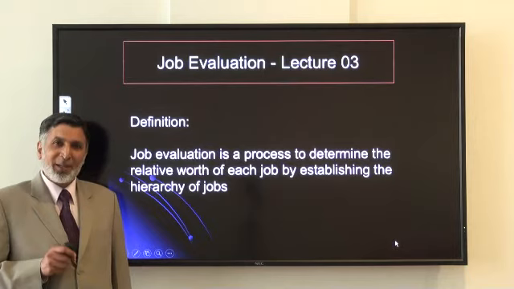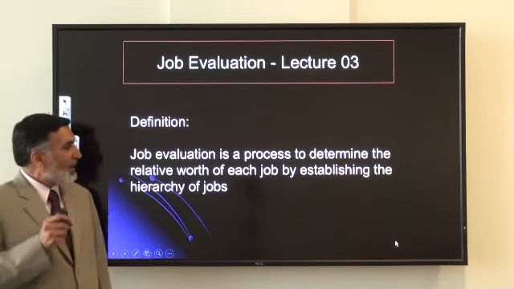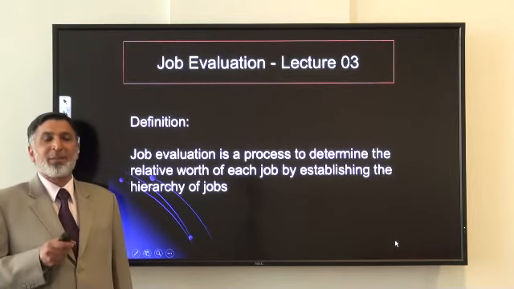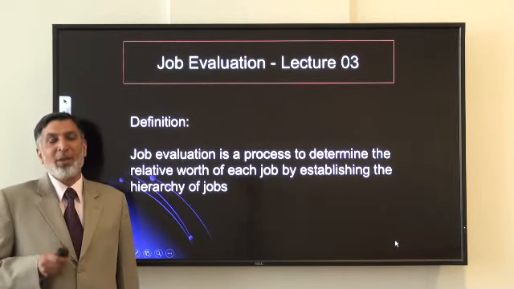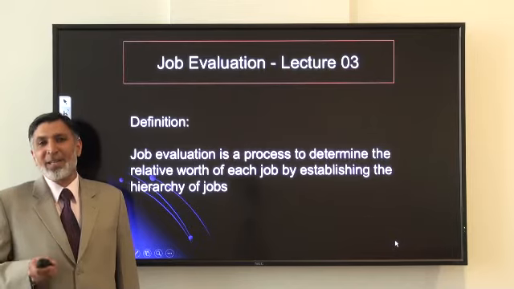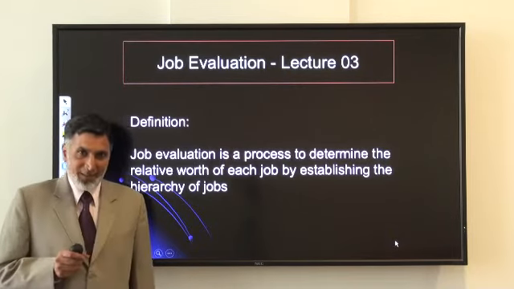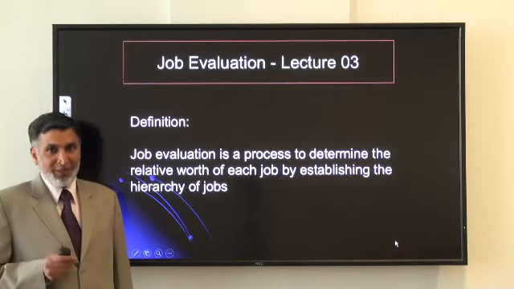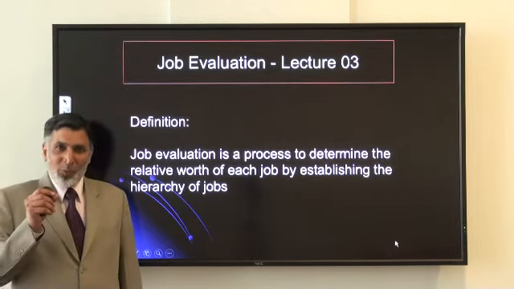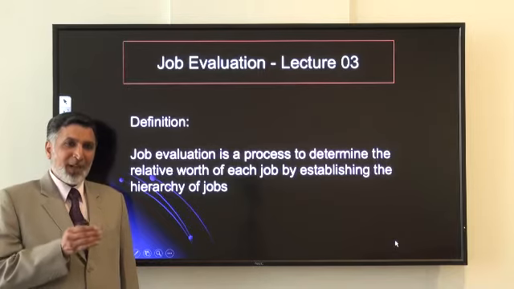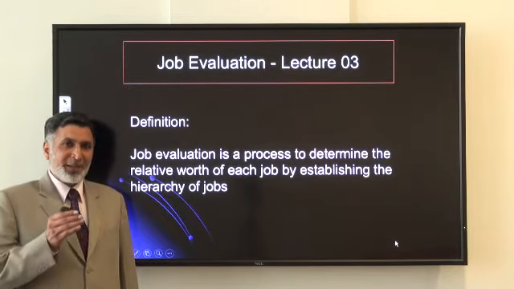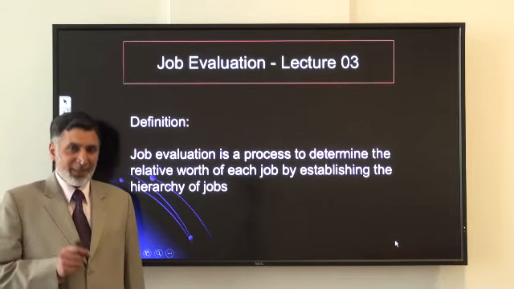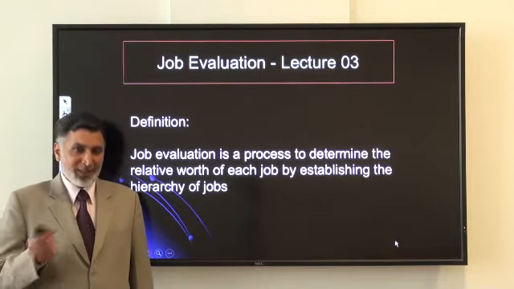Let us move on to the definition now. Job evaluation is a process to determine the relative worth of each job by establishing a hierarchy of jobs. To establish relative worth, we are going to compare one job to another job and determine the importance of one job by comparing it with another job. So this is the evaluation.